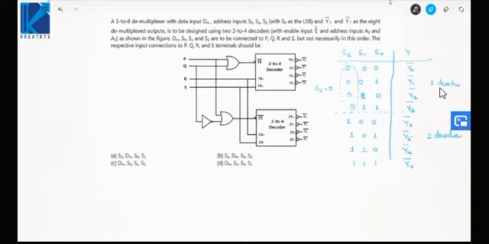For the second decoder, S2 is permanently 1. So we must design a logic such that the first decoder should work when S2 is 0 and the second decoder should work when S2 is 1. Is it fine? So I'll write Q as S2 because when it is 0, this decoder will work, and when it is 1, this will become 0, this decoder will work.